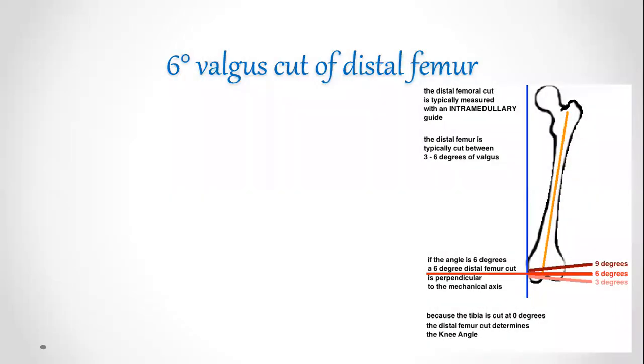Okay, 6 degree, number 1, which is what we said is 6 degrees of valgus cut of the distal femur. And this is why we are asking your colleague of the company to put the distal femoral cut in 6 degree. 3 degrees, if you see it, is varus, and 6 degrees is perpendicular to the mechanical axis, as you see in this picture, and 9 degree will be varus.